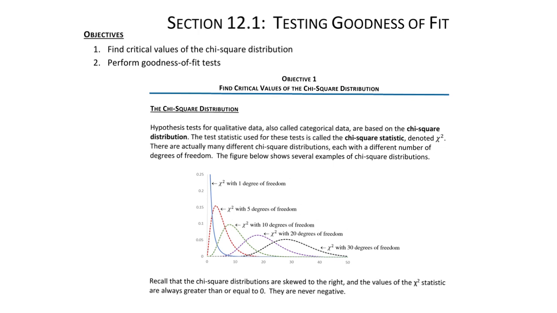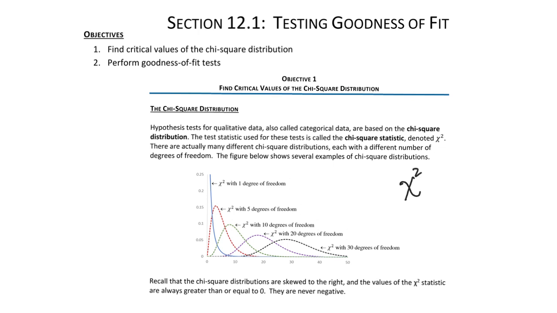In this section, I am going to explain how to find the critical values of the chi-square distribution and how to perform a goodness of fit test. Hypothesis tests for qualitative data, also called categorical data, are based on the chi-square distribution, which you learned in section 8.4. The test statistic used for these tests is called the chi-square statistic, and we usually denote it like this.